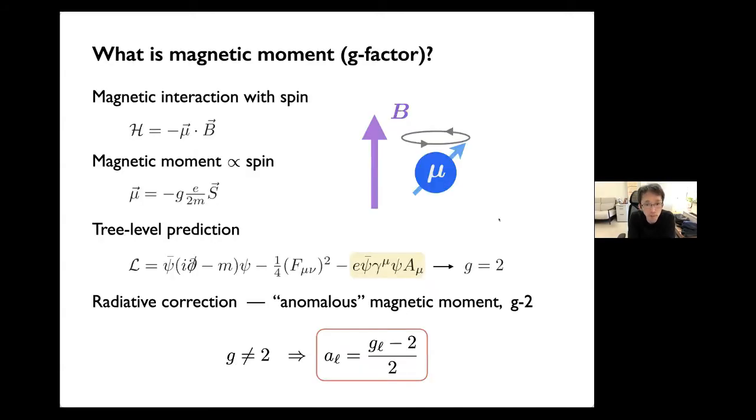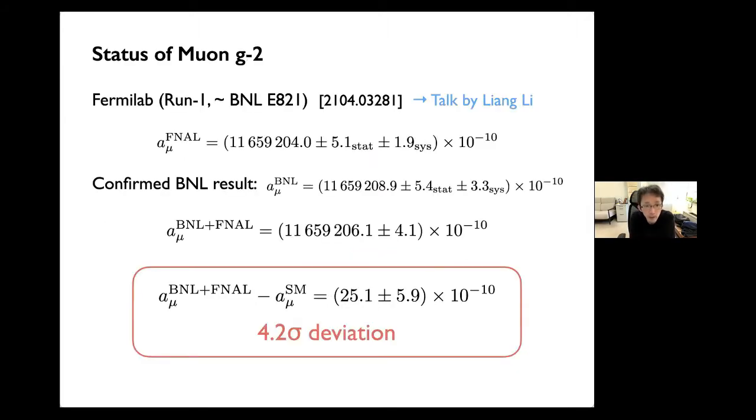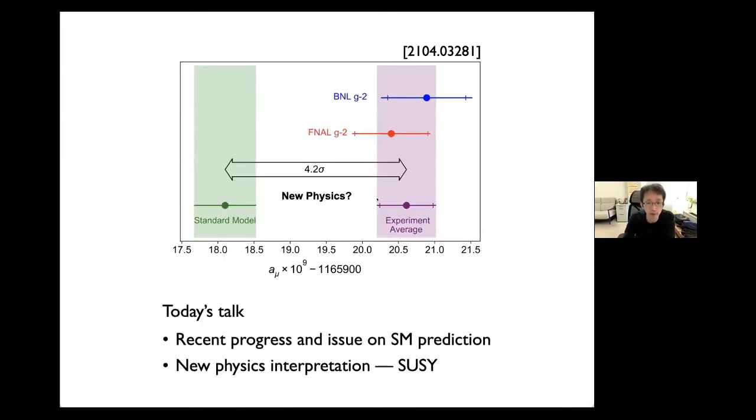The first part was already explained by the previous speaker, so I don't have to repeat. Our target is here, where l is a lepton, so a_mu equals (g_mu minus 2) over 2. This is today's target. The experimental status was also mentioned by the previous speaker. Now we have a 4.2 sigma deviation. And so the first part of this talk is the standard model prediction.